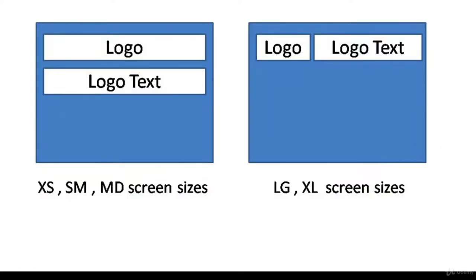If I go back to my original requirements, what I need to do, the screen size, logo columns and logo text columns. This is what I need. On the left side, you can see what I need for extra small, small and medium devices. On the right side, you can see what I need for large and extra large devices. On the left side, for extra small, small and medium devices, I need the logo and the logo text to appear separately, taking the full width. And on the right side, for the large and extra large devices, the logo will appear on the left and the logo text will appear on the right.